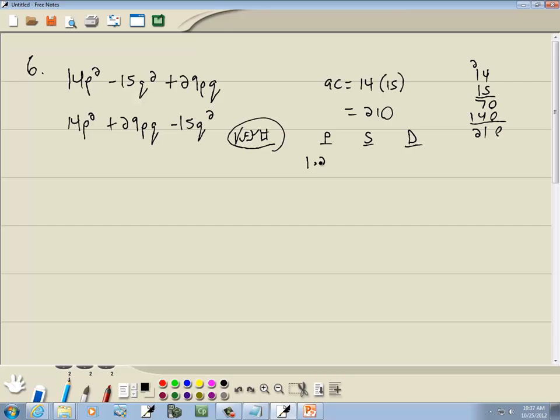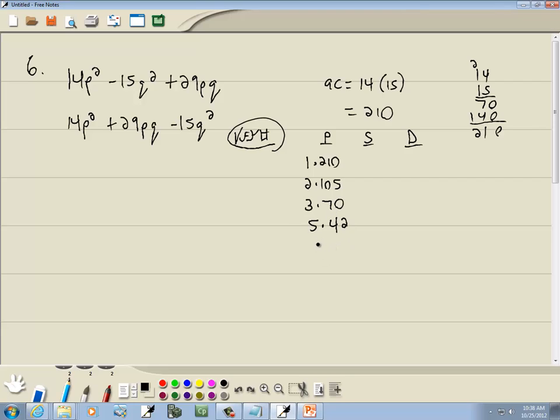Okay, 1 times 210. 2 times 105. It's divisible by 3. The reason I know that is 2 plus 1 plus 0 is 3, and 3 is divisible by 3. That's 3 times 70. 4: the last 2 digits have to be divisible by 4, taken as a number, and 10 isn't divisible by 4, so I know it's not. 5 ends in 0, so I know it's divisible by 5. That's 5 times 42.